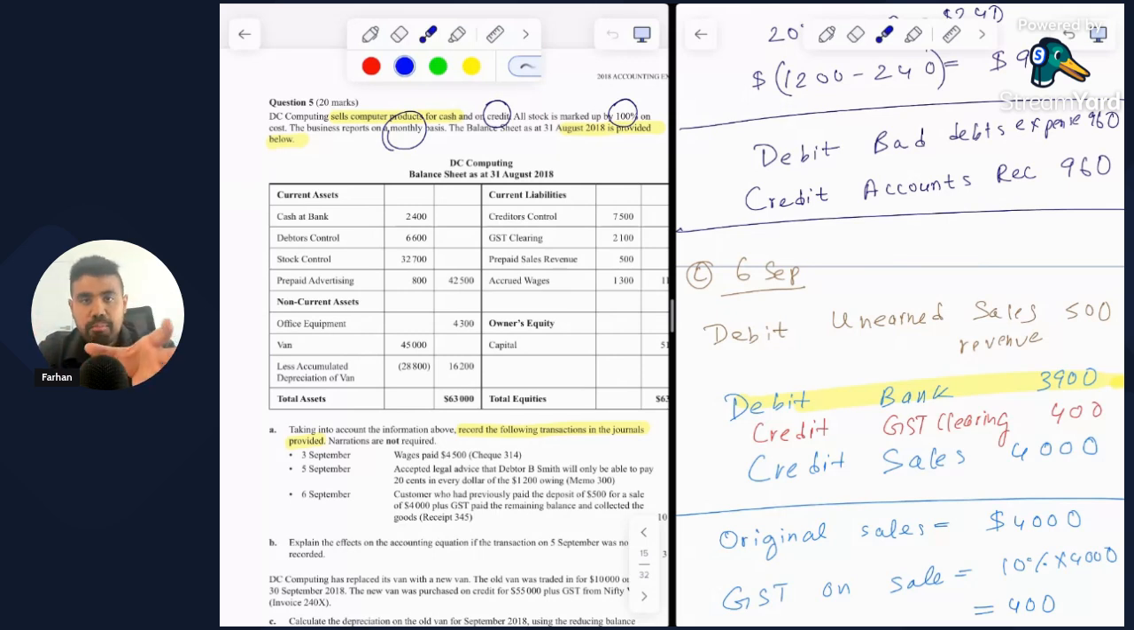Now, on the 6th of September, when we have fulfilled our obligation of delivering the product to our customer, this current liability, which we had originally recorded, no longer exists. And because now we have to remove this current liability of unearned sales revenue, we debit it. Because when we debit unearned sales revenue, we are actually saying that our liability or our obligation goes down. So we debit unearned sales revenue by $500.